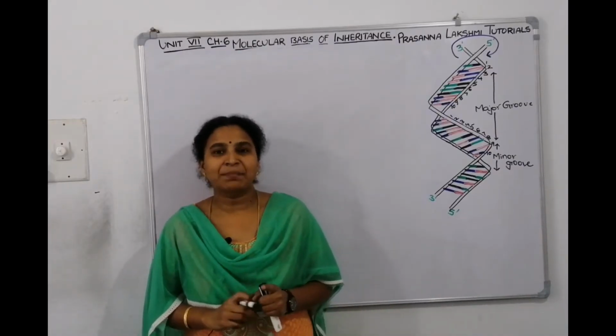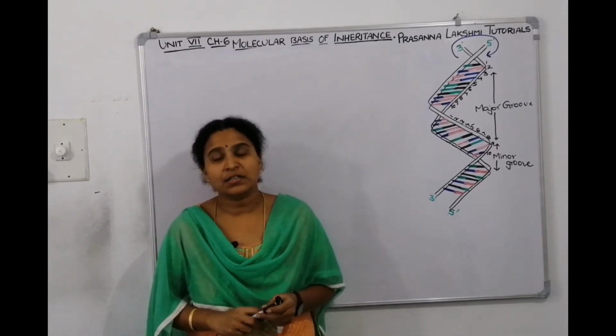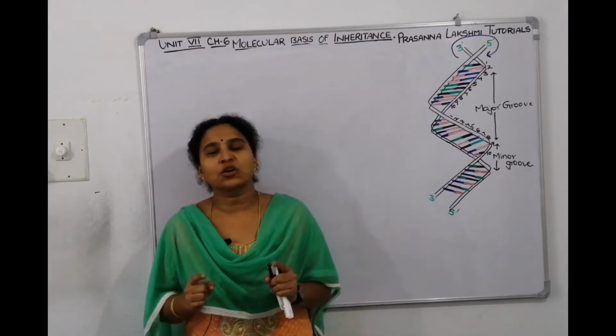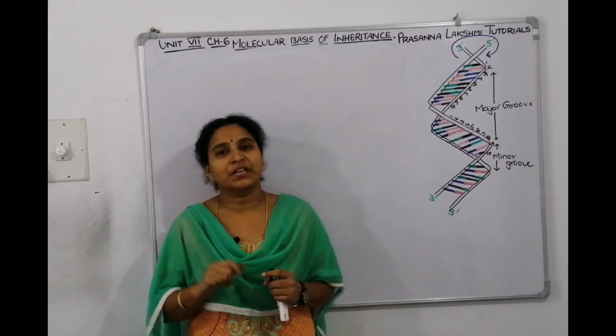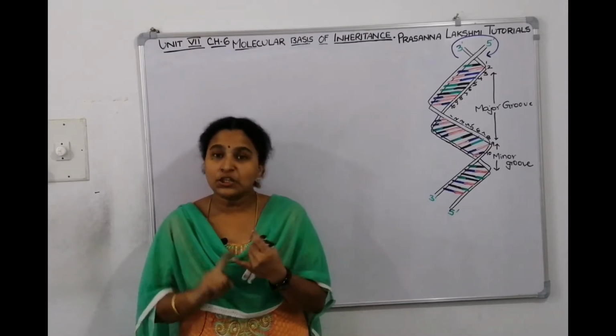So we were doing a new chapter in second year NCERT, unit number 7, molecular basis of inheritance. We told the important molecule which controls all the cellular activities is DNA. It's a genetic material, right? So in the first lecture, we have seen the historical background.